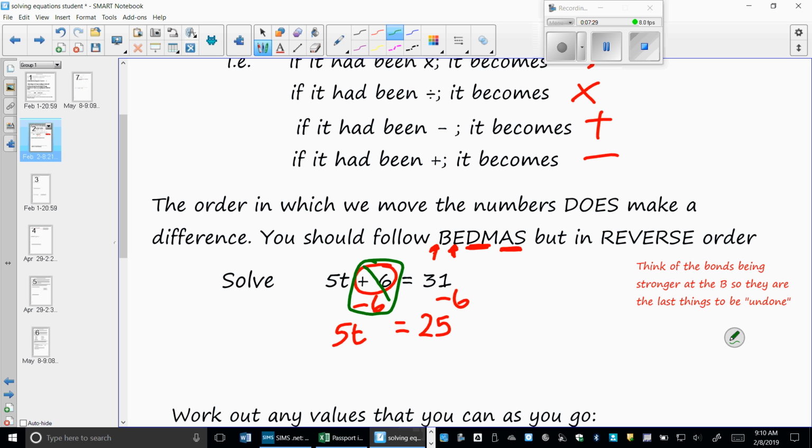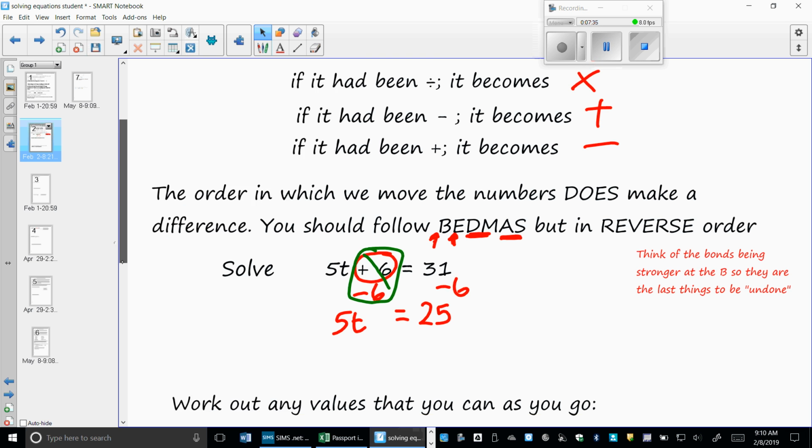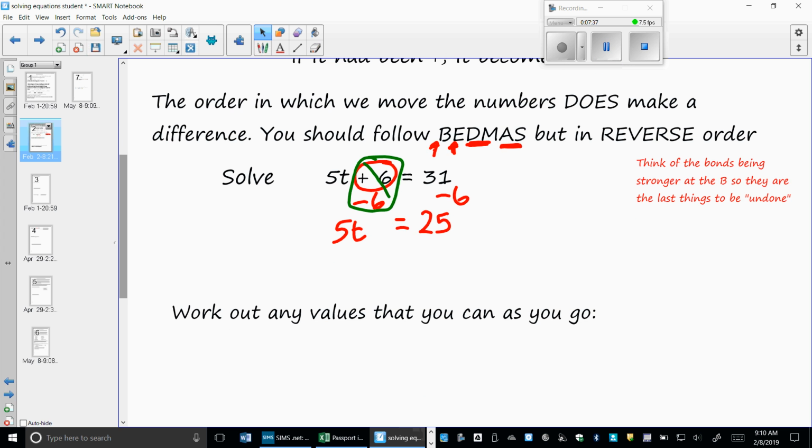Okay, we've got to keep going because our T is not on its own yet. Oh, okay. I thought we finished. Wait, how did we find 25? So I guess we did 31 subtract 6. Yes. So it says work out any values you can as you go. So that's what we did here. The 31 take away the 6. But I'm not finished, so I have to keep going.